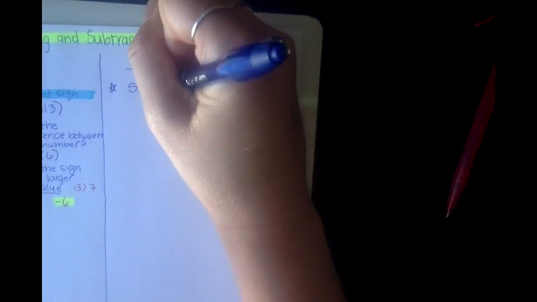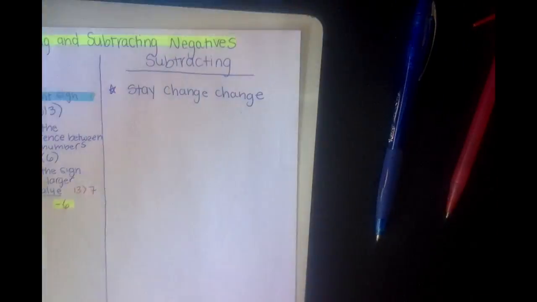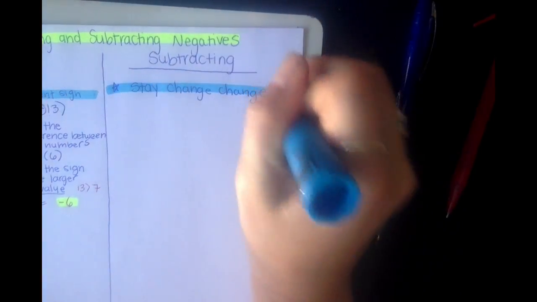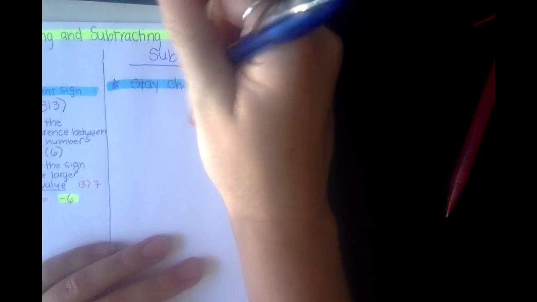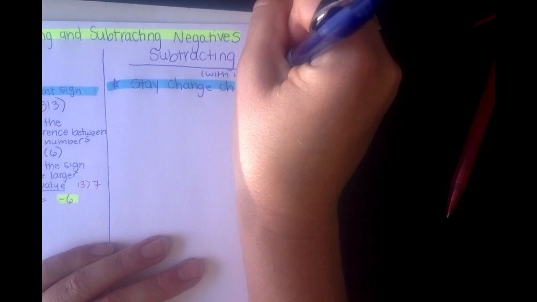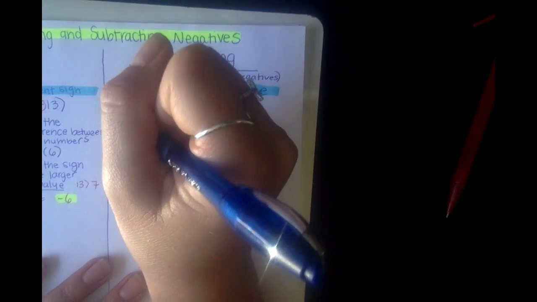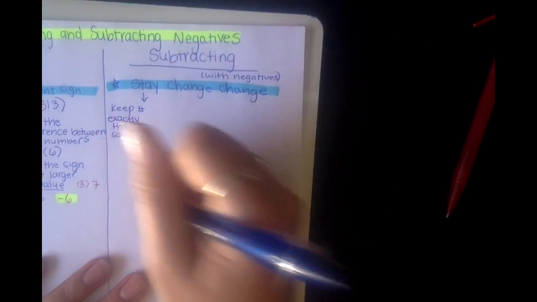stay, change, change. And I'll explain what this means. But this is huge. Whenever you subtract with negative numbers, and I'll be specific, it's really only with negative numbers you'll do this. It still works with subtracting positives, but whenever you are subtracting and there's a negative included, you'll do stay, change, change. What does this mean? This means that you keep, the stay is you keep that number exactly the same.